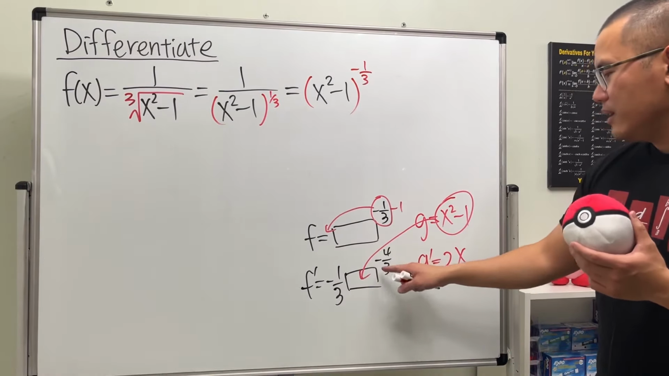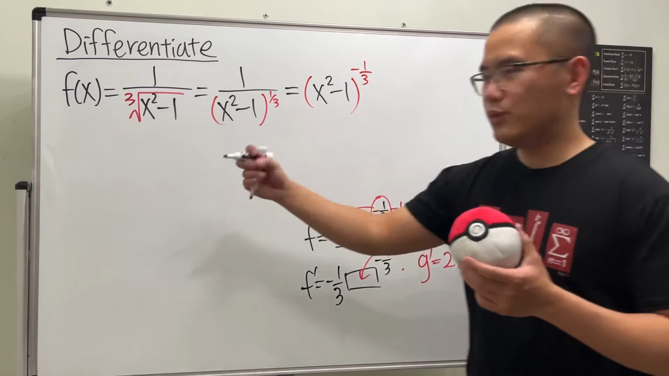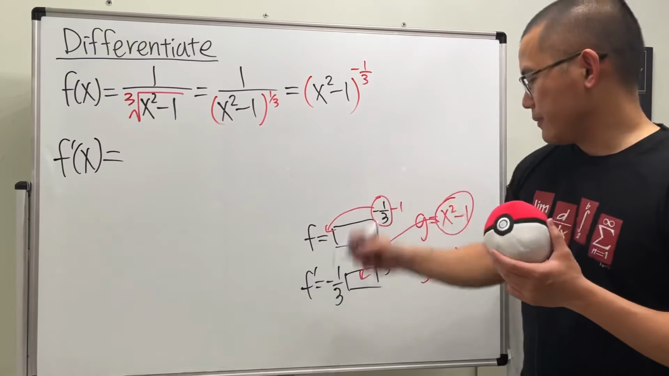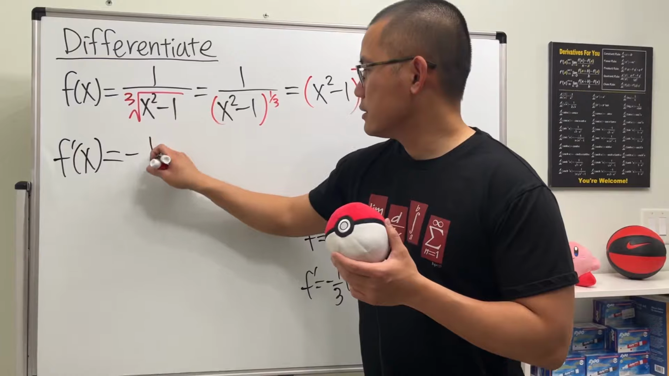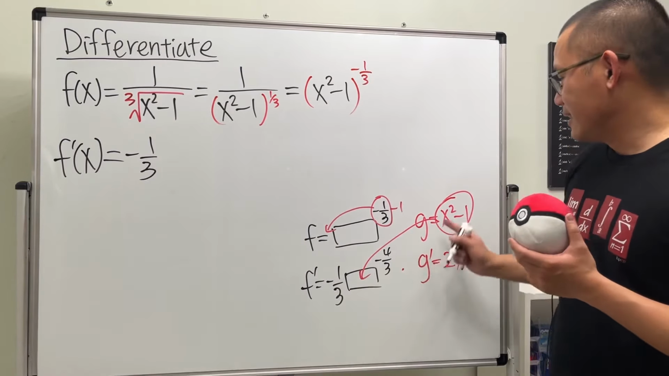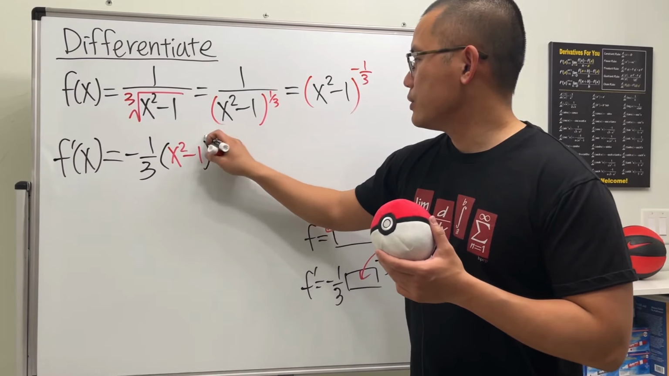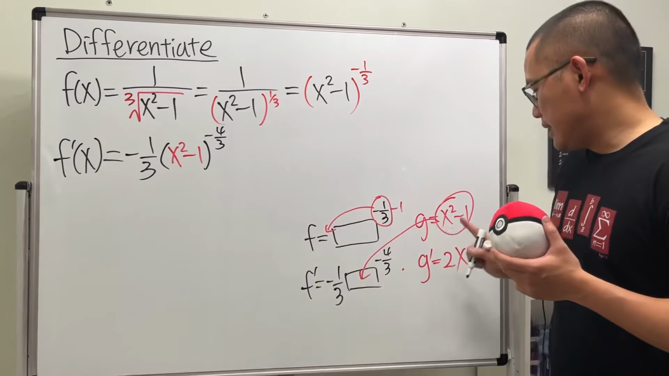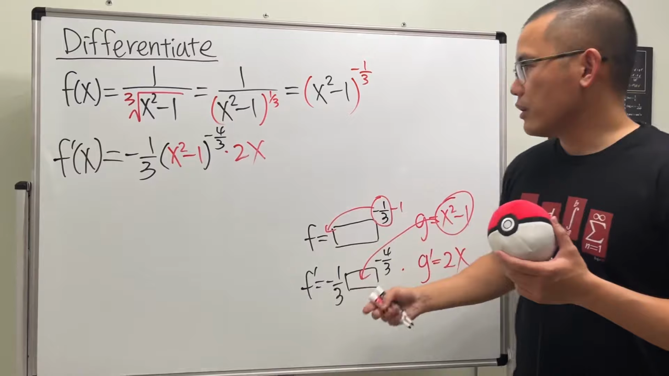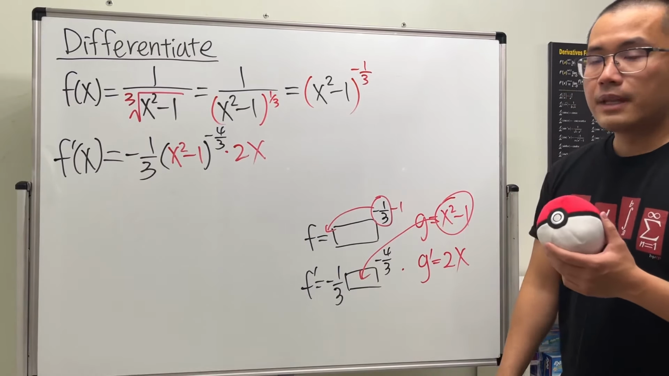I think this is okay. Even though you have negative 4/3 power, you can also bring that down. Perhaps let's write it down right here first. f prime of x, right? For the whole thing, we have negative 1/3, and then we have, don't use a box, use parentheses, and then we have the x squared minus 1 inside, raised to the negative 4/3 power, and then we also have to multiply by the 2x.